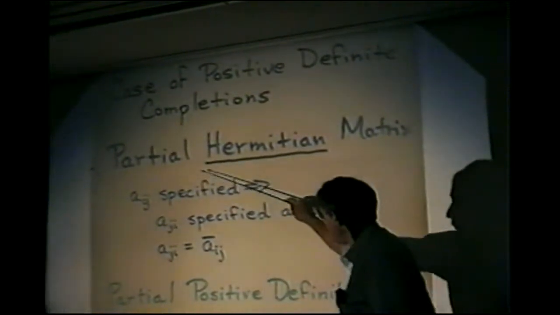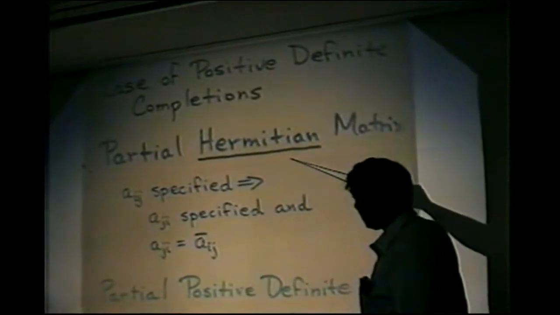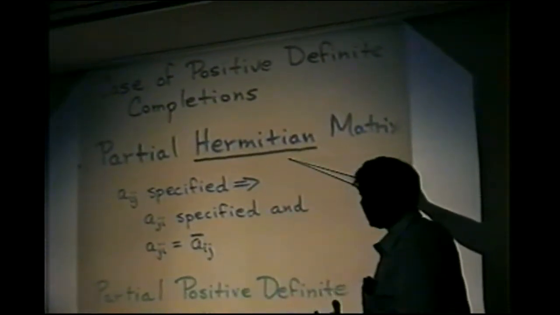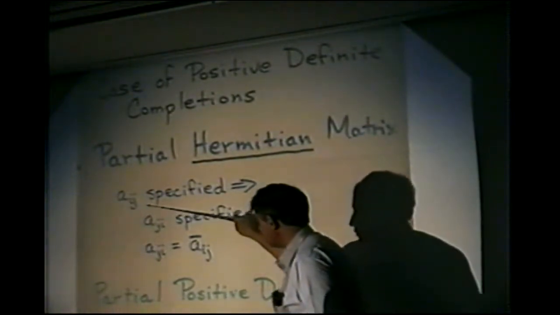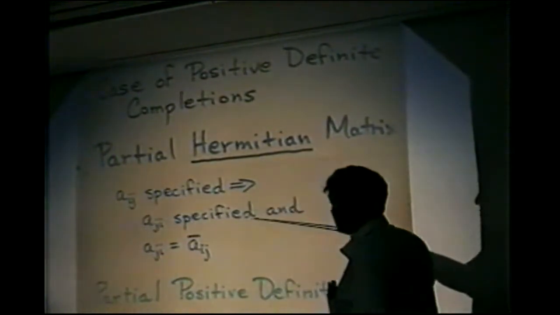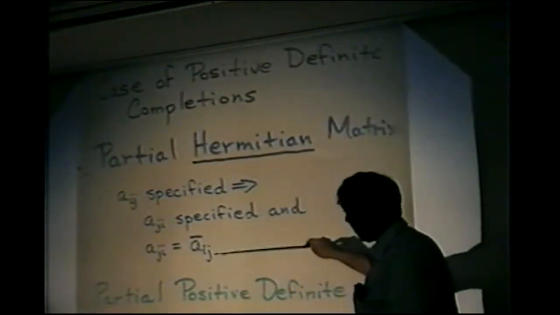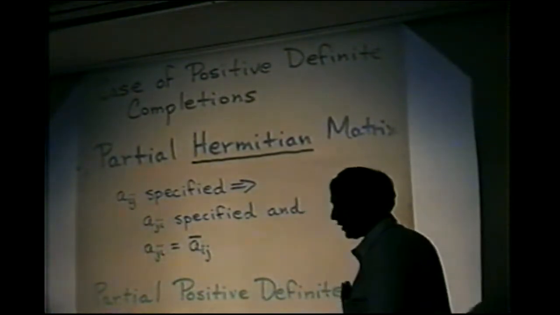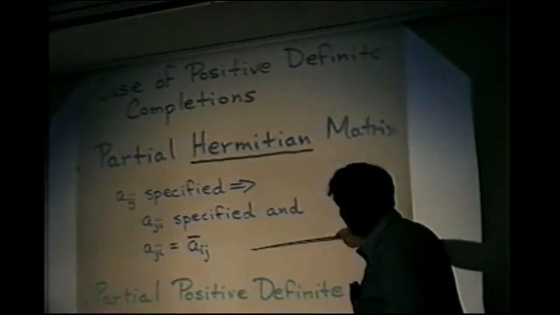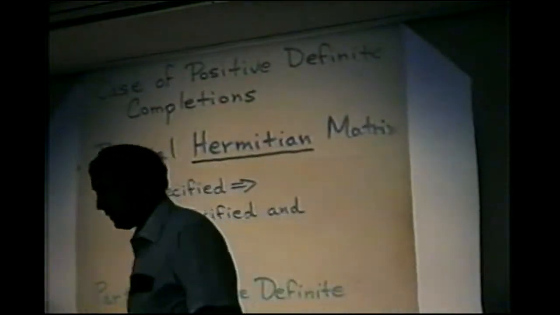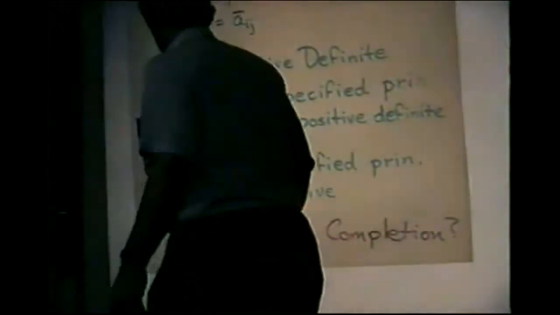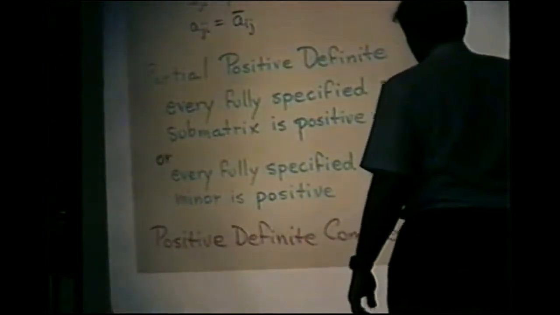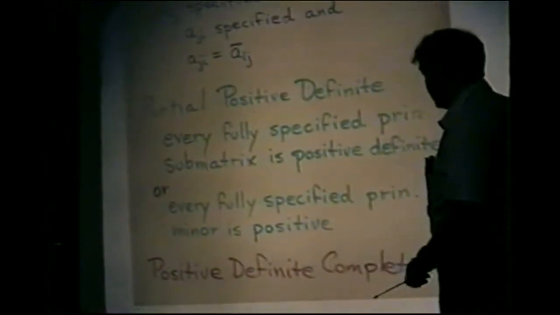So I should have, first of all, a partial Hermitian matrix, which means that my rectangular array is square. And it means that whenever the ij entry is specified, then the ji entry is also specified, and they are complex conjugates of each other. So this is what I'm going to be assuming now for the next, I don't know, half an hour, 45 minutes, something like that. And so the question then is, when is there a positive definite completion?